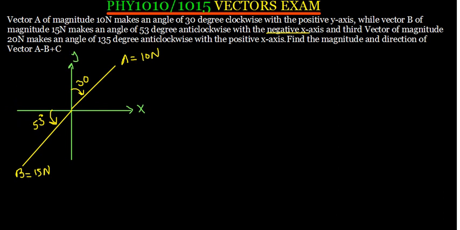And you also have a third vector of magnitude 20 newtons. It makes 135 degrees anti-clockwise with a positive x. So the reference is now positive x, and you are going anti-clockwise. Are you going to go up or go down?